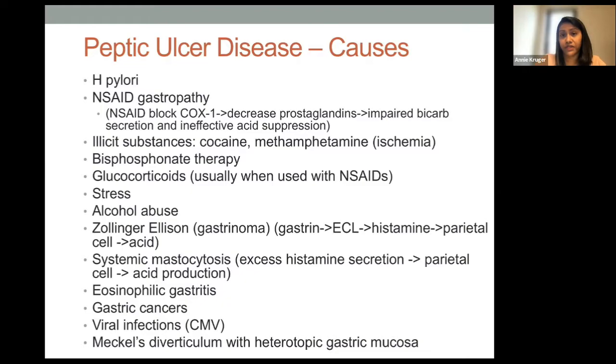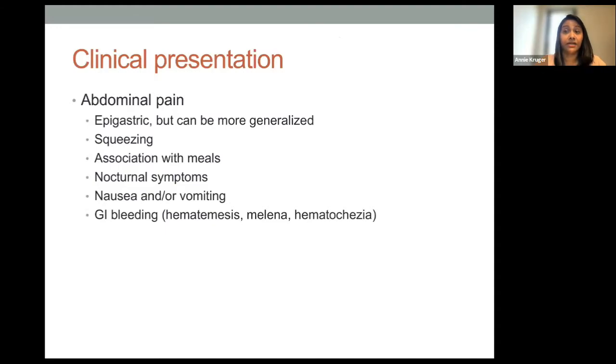Certain viral infections like CMV in immunocompromised hosts can do that, as well as rare causes like Meckel's diverticulum that has heterotopic gastric mucosa in the stomach lining. So often the clinical presentation is people presenting with epigastric pain.